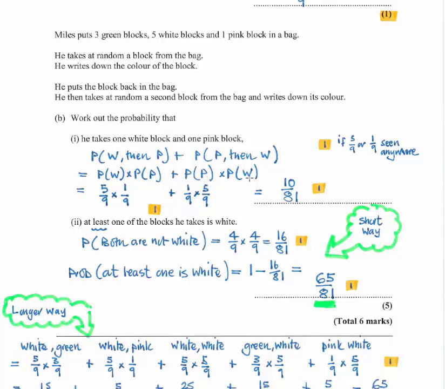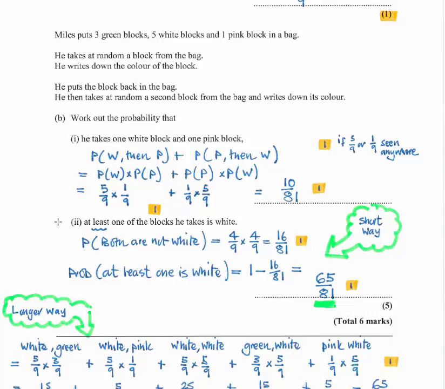Okay, or probability of pink and white. So it's the same numbers flipped round. That is 5 over 81, and that is 5 over 81, and we add them together to get 10 out of 81. And then it says at least one of the blocks he takes is white.